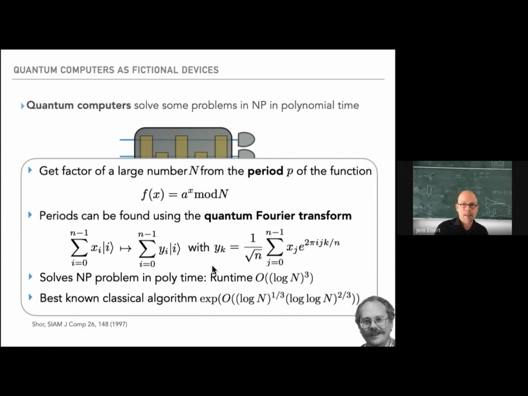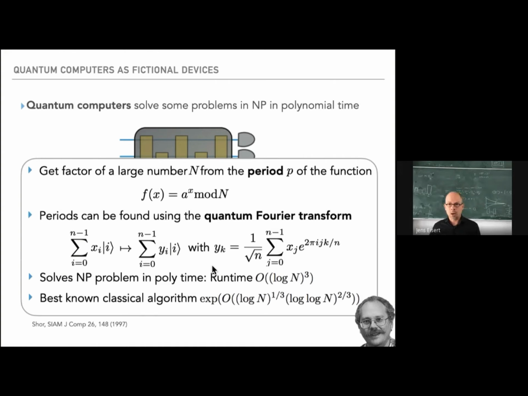So the runtime of Shor's algorithm is of the order log n to the power of 3, compared to the best known classical algorithm, which is exponentially worse than this, like x to the power of a similar expression. So this is the problem of factoring. That's the heart of the matter, but this has been generalized already in the first paper to a more general hidden subgroup problem.